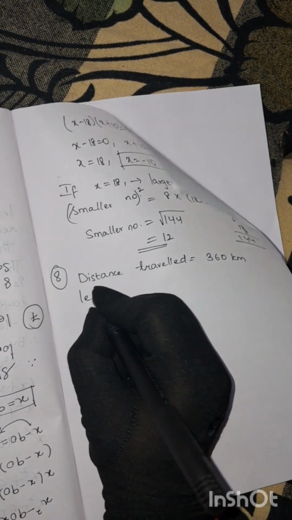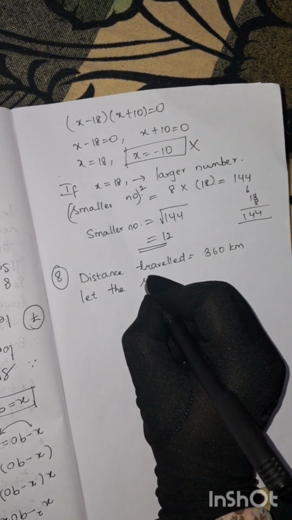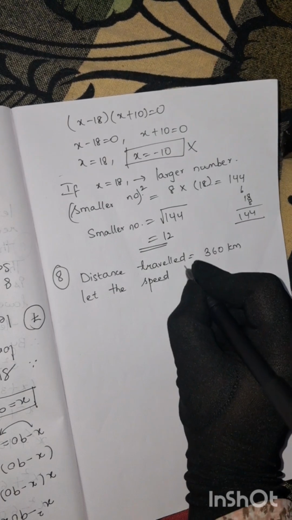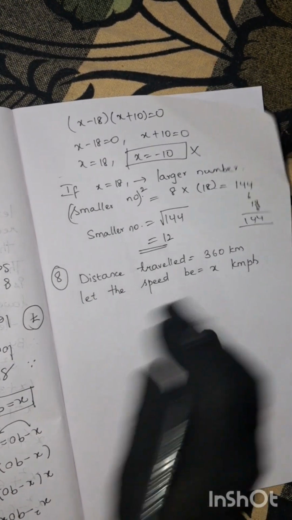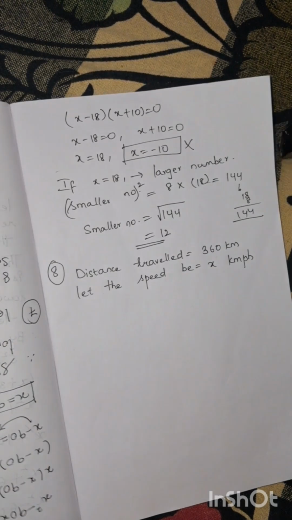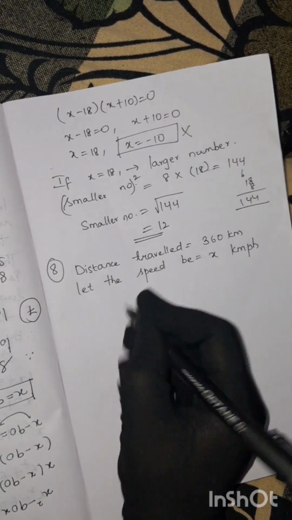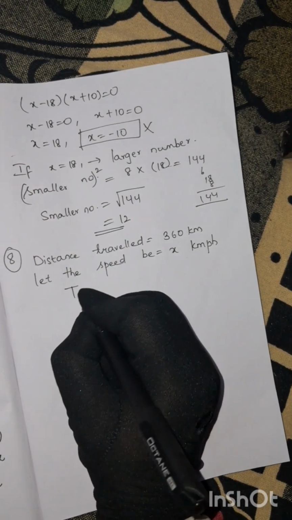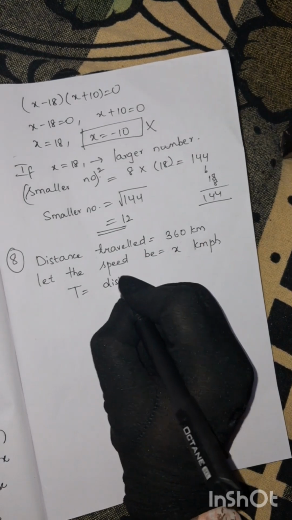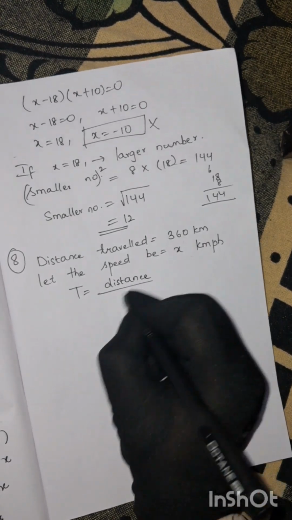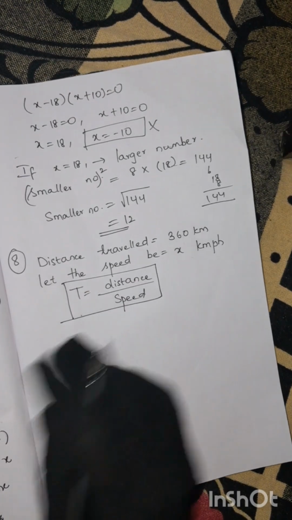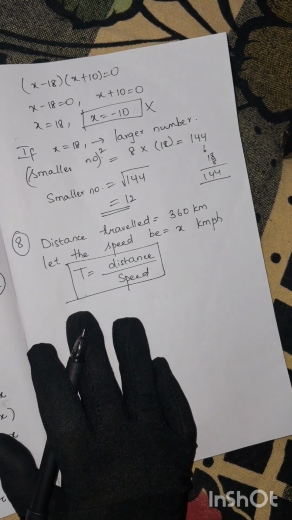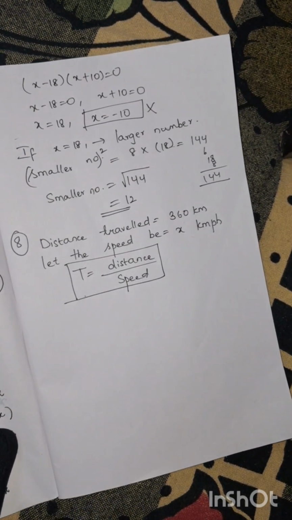Okay, let us consider the speed. Let the speed be x kilometer per hour, right? We'll calculate in kilometer per hour. Time taken to complete the journey: you know the formula for distance and speed, right? So time is equal to distance by speed. Time is equal to distance by speed. This is the formula.